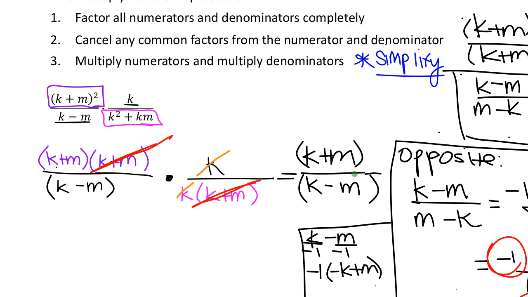Okay, so if you leave the parentheses, it really kind of helps you to make sure when you're first starting out that you don't do that. But our final answer for this problem would be k plus m over k minus m.